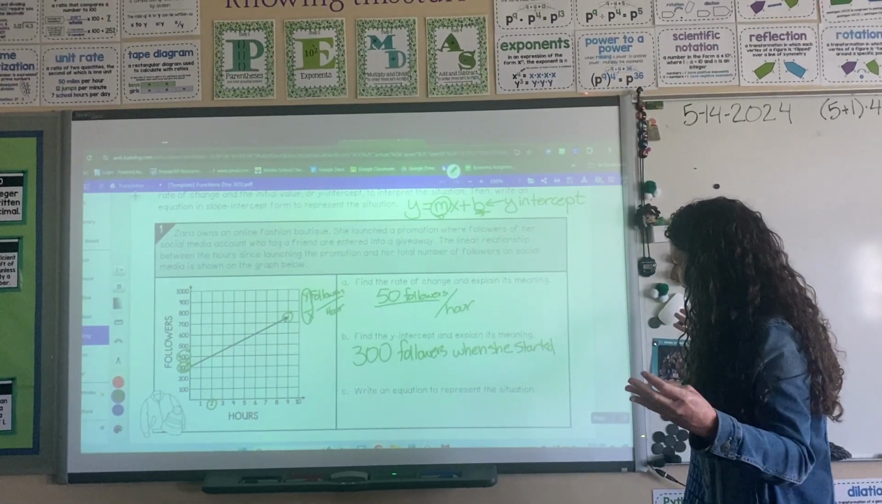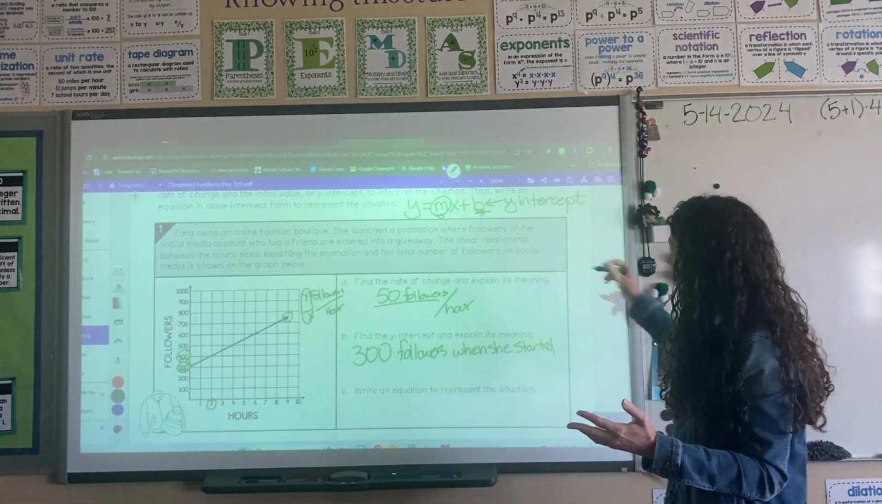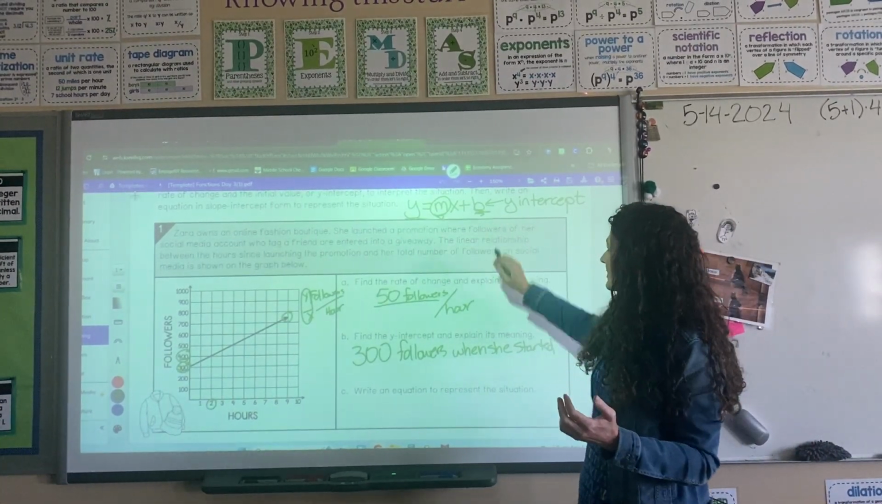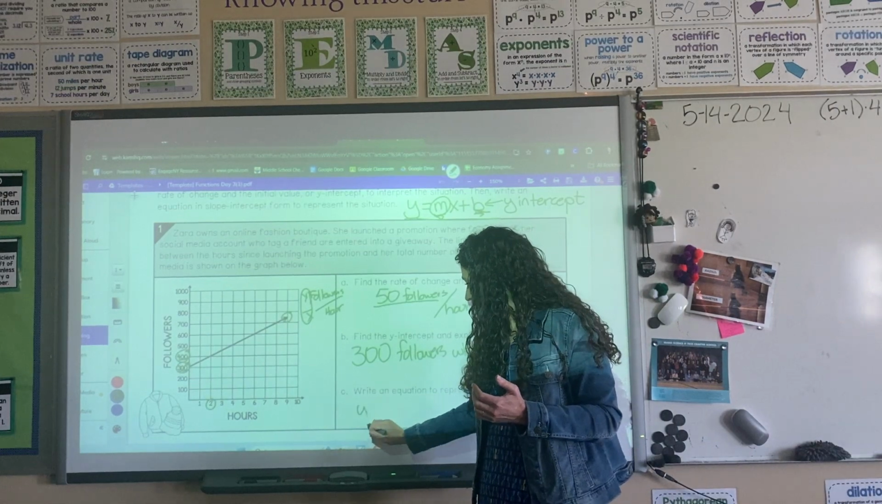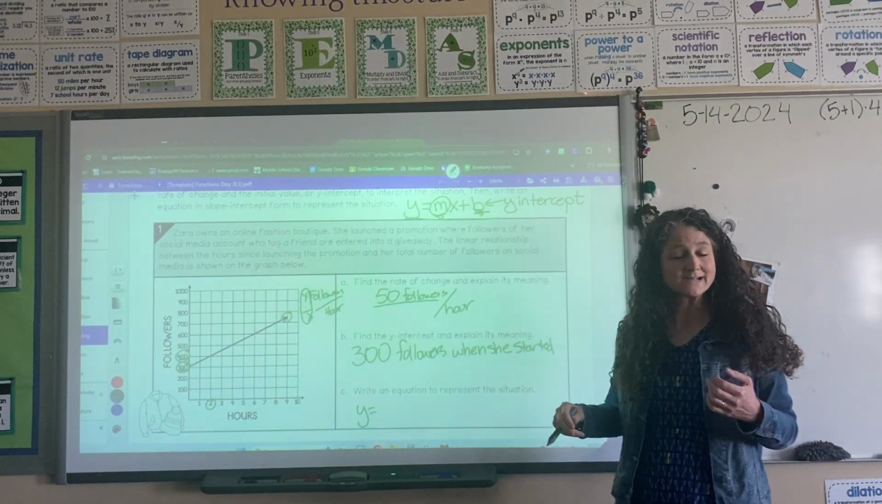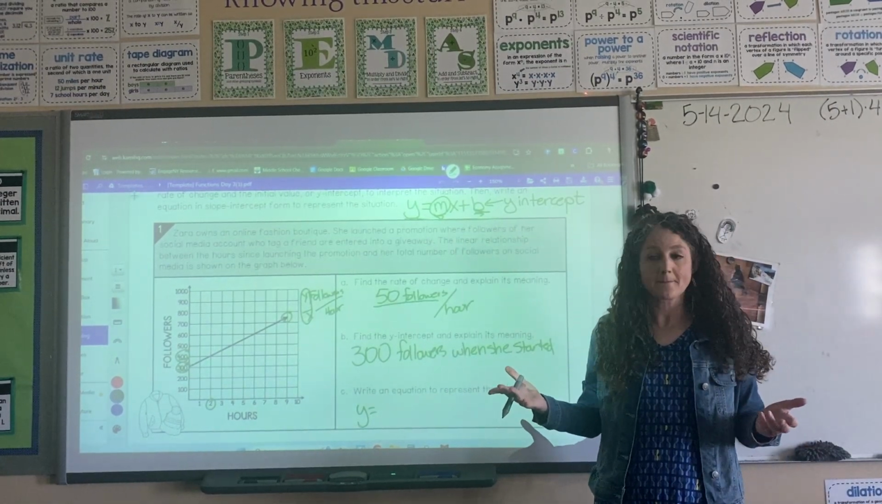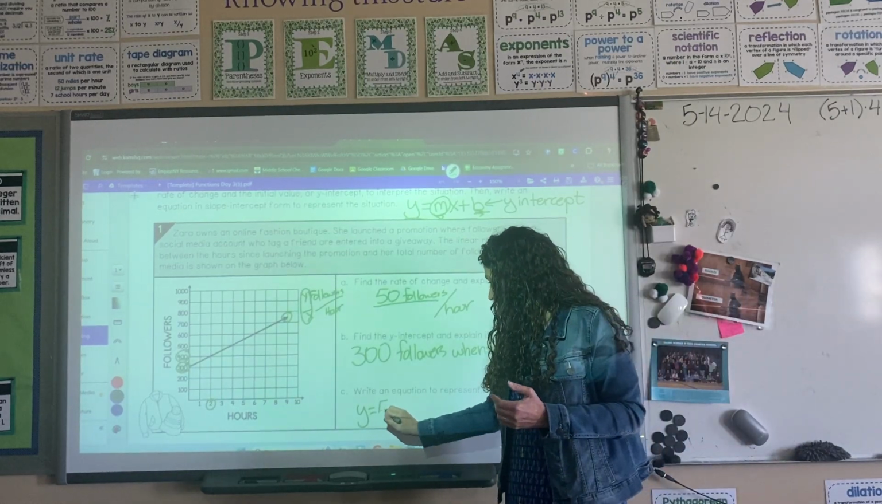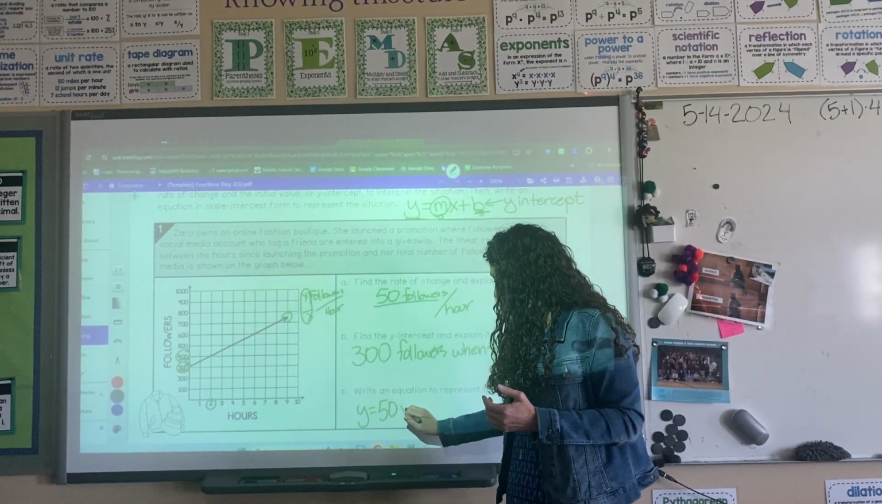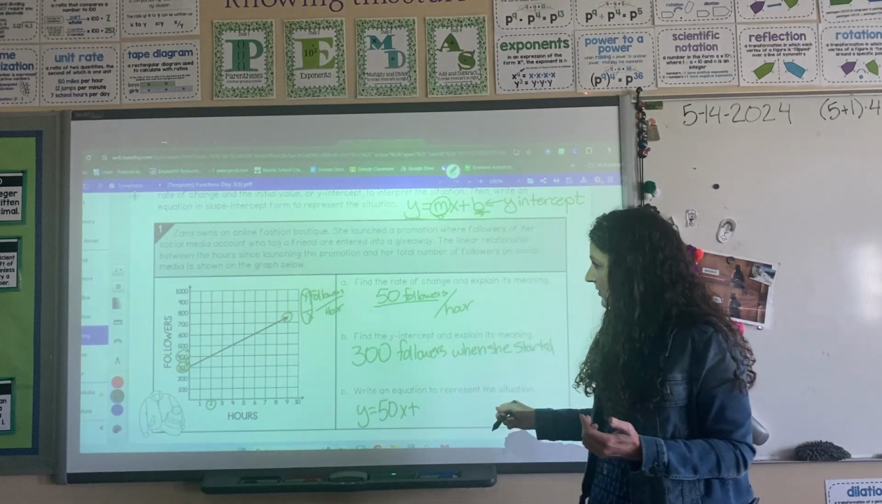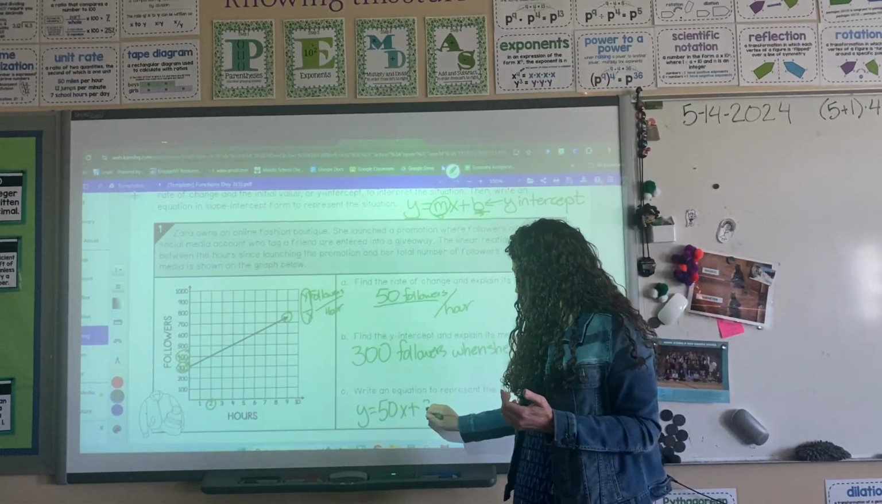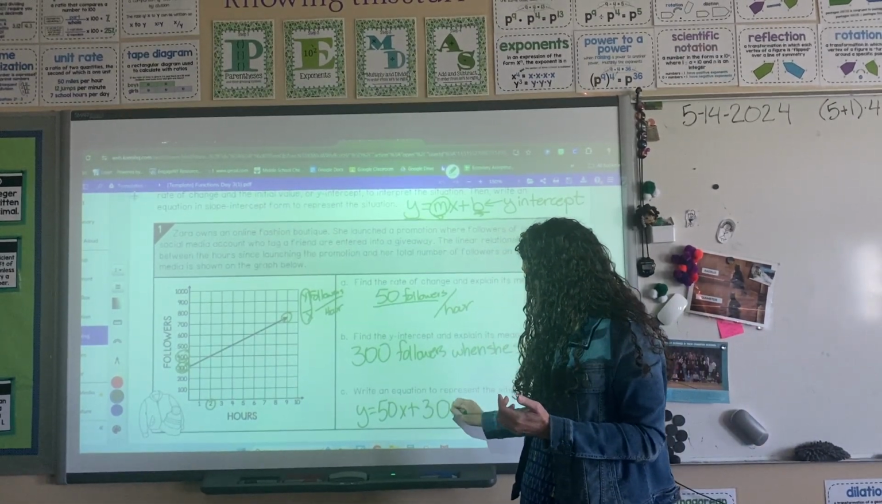So now we're going to write an equation to represent the situation. And our equation is going to look like y equals mx plus b. Y equals, what is the slope here? What's our rate of change? 50. X plus, where did we start? 300. So we could use this to predict.